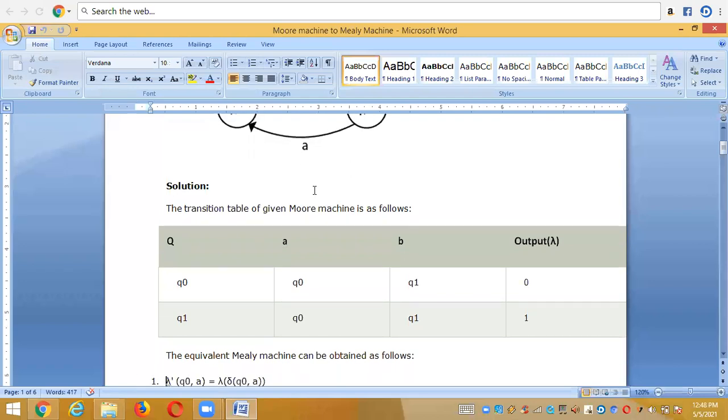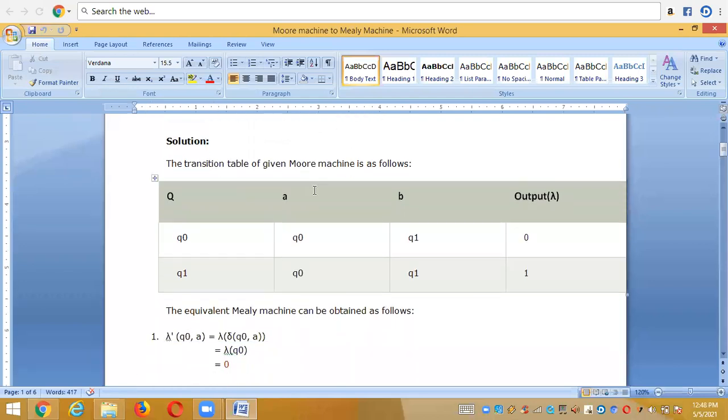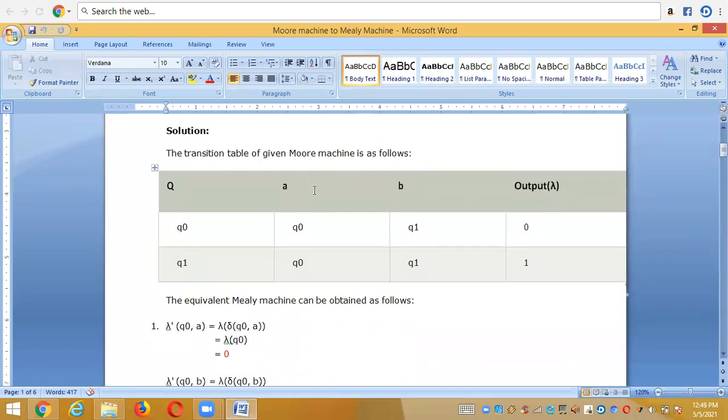Now the step that we need to follow here for converting to its equivalent Mealy machine is the calculation of the extended output function. Lambda is an output function, lambda dash is an extended output function. What it means is you need to construct an extended output function for each and every state along with input alphabet A, B. That means Q0 with A, Q0 with B, Q1 with A, and Q1 with B. You need to construct the extended output functions for the state along with its input.